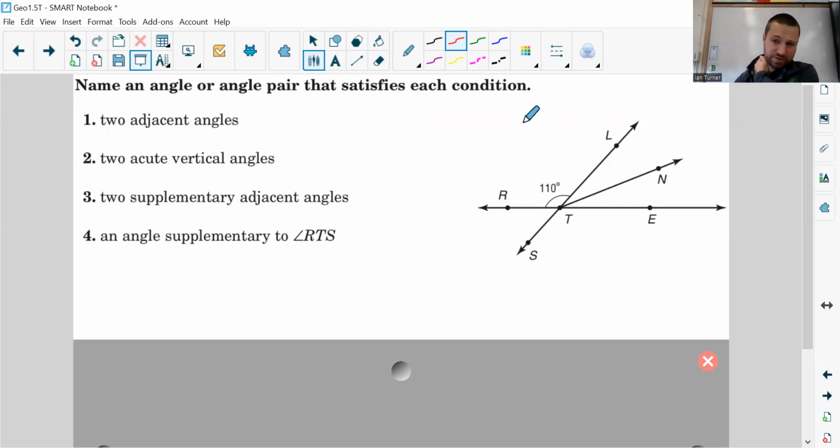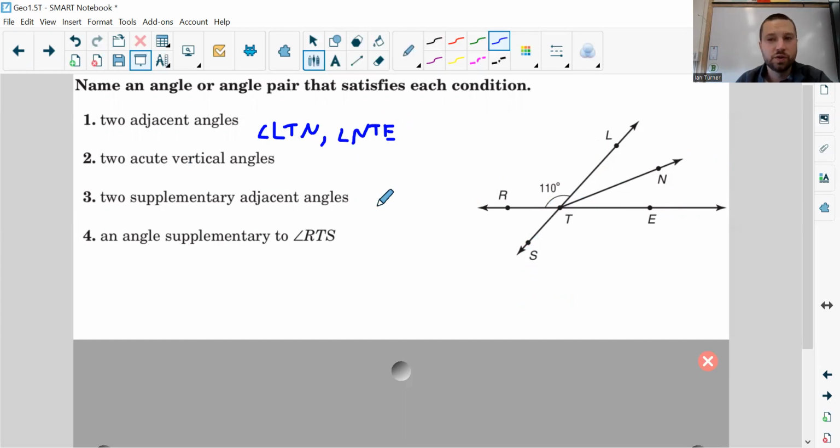So two adjacent angles. Well, let's see, we could say something like angle LTN, right? And NTE. So those would be two adjacent angles, right? So that would be a one. There's plenty of pairs, right? You could do STE and NTE. You could do RTS and RTL. So you can do any of that stuff.